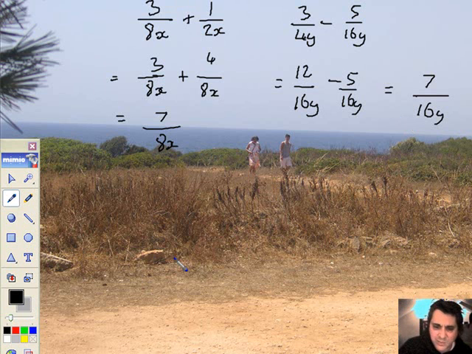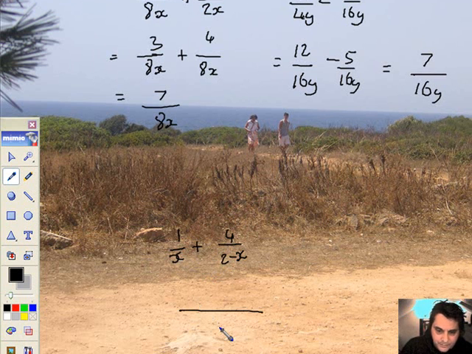I think I'll do the last one because it looks very dangerous. I've got 1 over x plus 4 over 2 minus x. Now this is not easy because I cannot multiply that x to make it into 2 minus x. However, I can multiply them together in order to get a common denominator. So let's try this out. So my common denominator is x multiplied by 2 minus x.